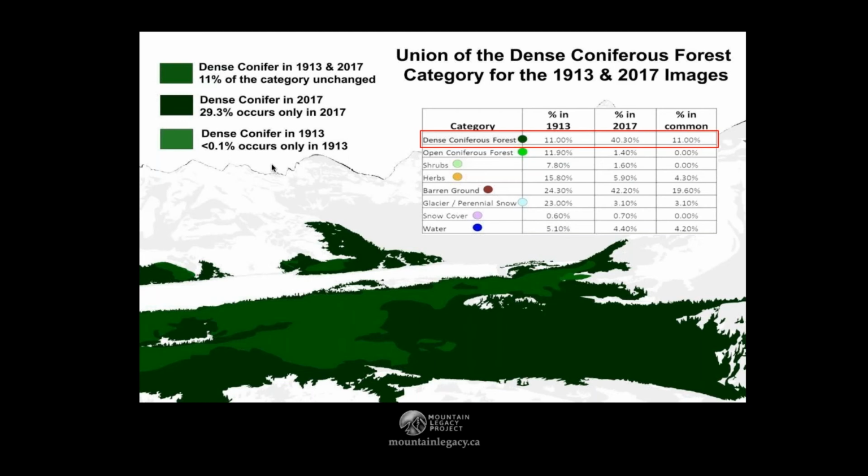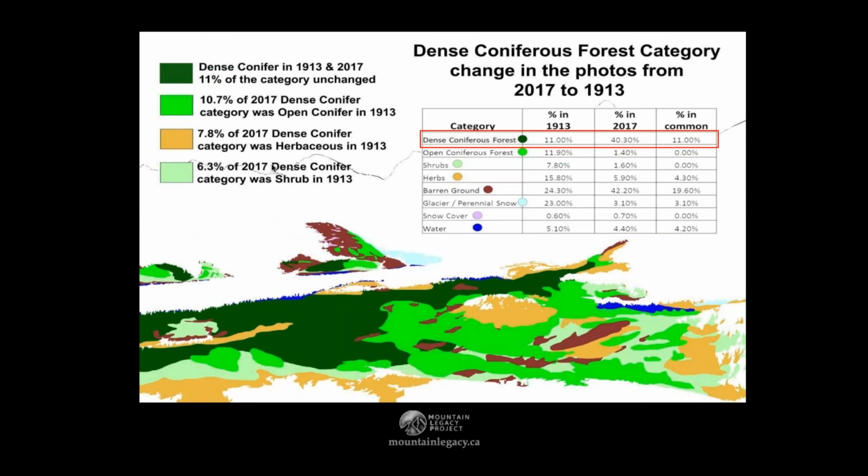Now, this is fascinating, but I really want to visualize, and I'd like to have some quantitative data on what the change was in the photos from 2017 back to 1913. So we see that the dark green, 11% of the category, is unchanged. The bright green, 10.7%, is dense conifer in 2017, while it was open conifer in 1913. About 8% is dense conifer in 2017, and it was herbaceous in 1913. So these are the kinds of visualizations and simple quantification that the Image Analysis Toolkit assists with.